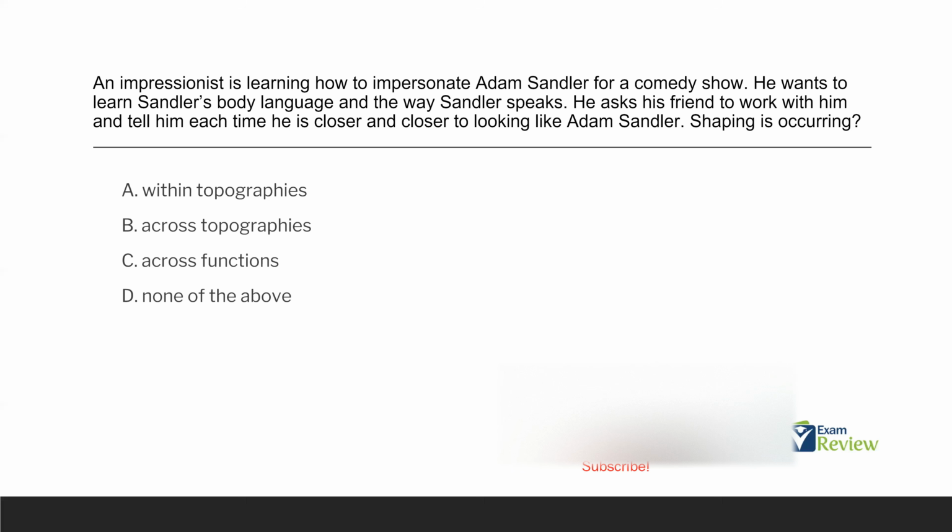Obviously it's not shaping across functions. And then D, none of the above. Well, that's not going to be the right answer, because shaping is occurring across the topographies of these different body language and the way he's trying to speak.